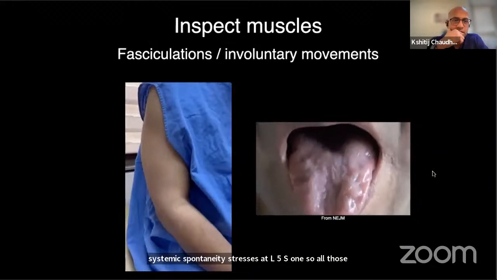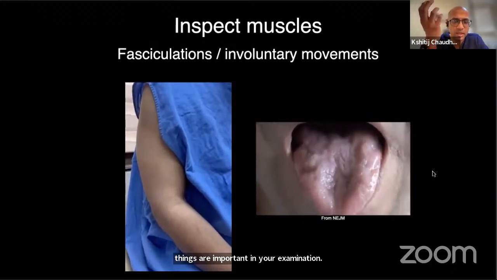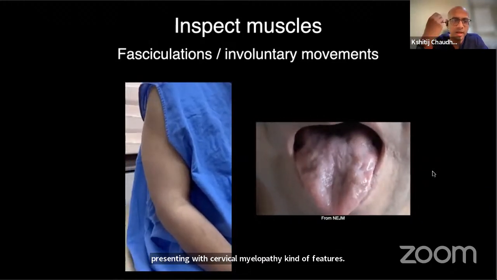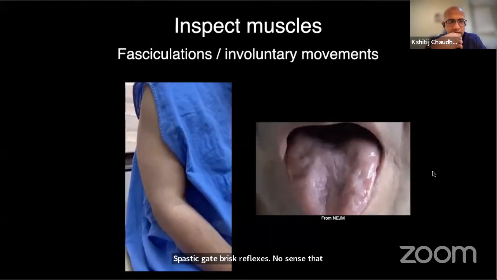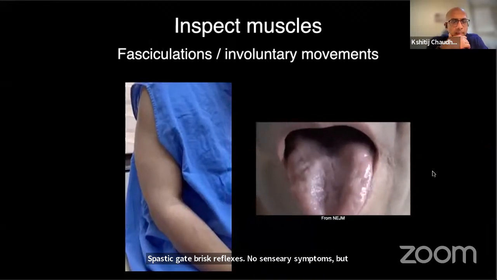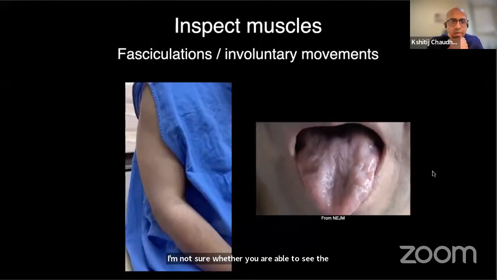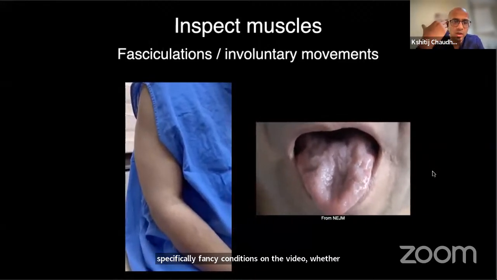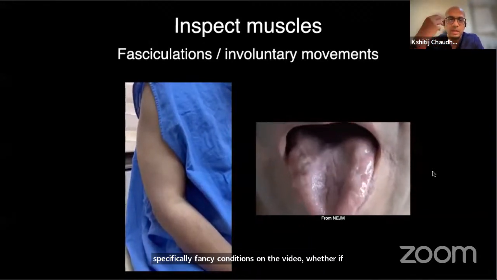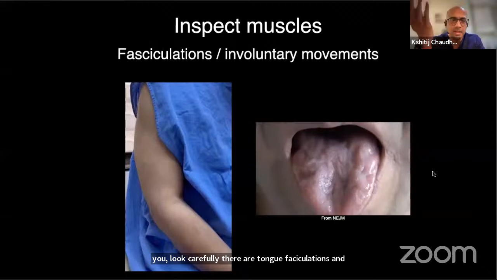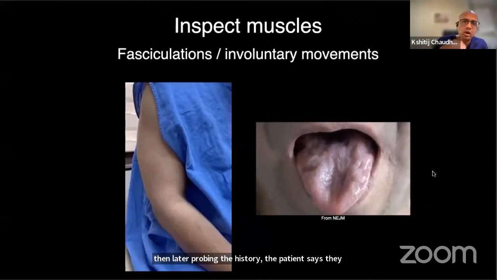So this patient has fasciculations. Again, the patient presented with cervical myelopathy kind of features, spastic gait, brisk reflexes, no sensory symptoms, but on close examination has fasciculations in the arm. I'm not sure whether you are able to see the fasciculations on the video, but if you look carefully, there are tongue fasciculations, and then later, probing the history, the patient says they have dysarthria also. And then this diagnosis becomes motor neuron disease, right? This is no longer cervical myelopathy at all.